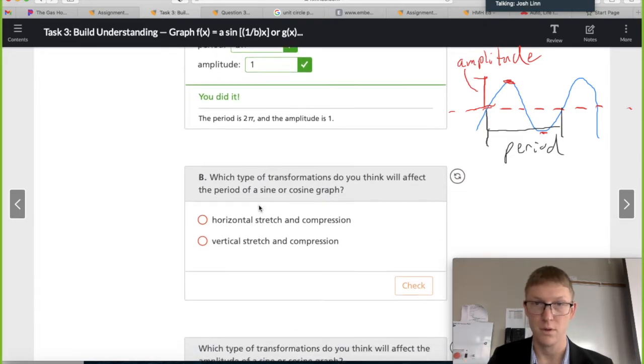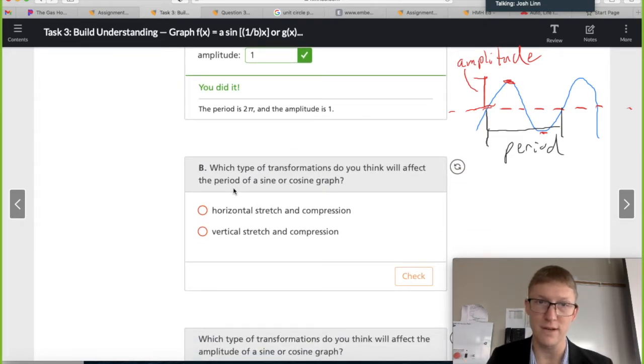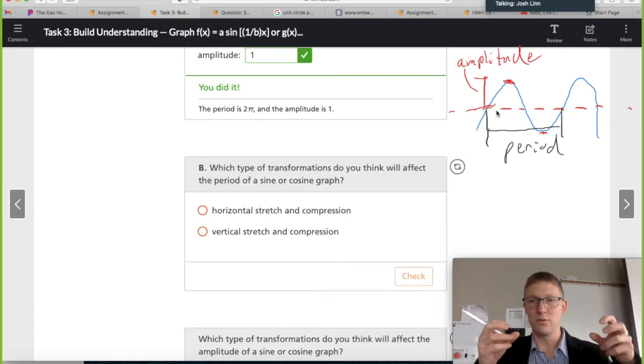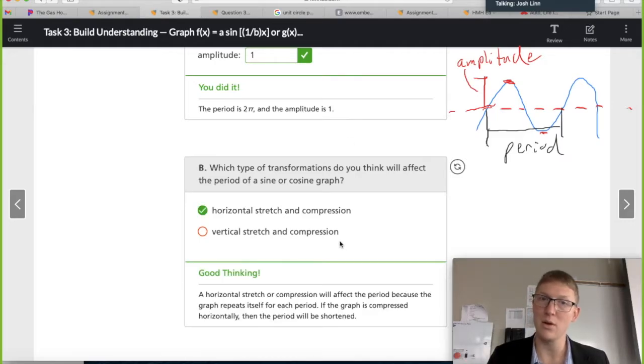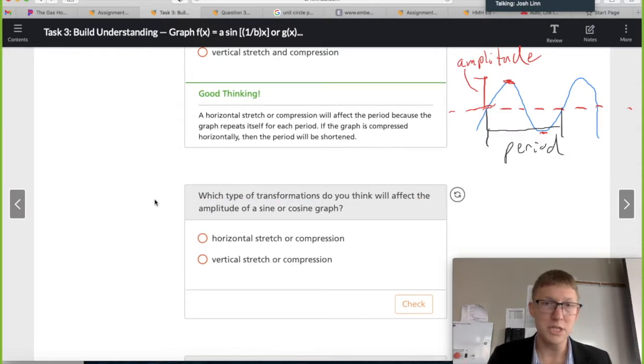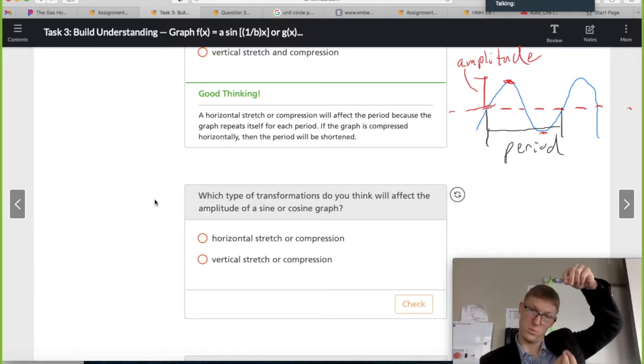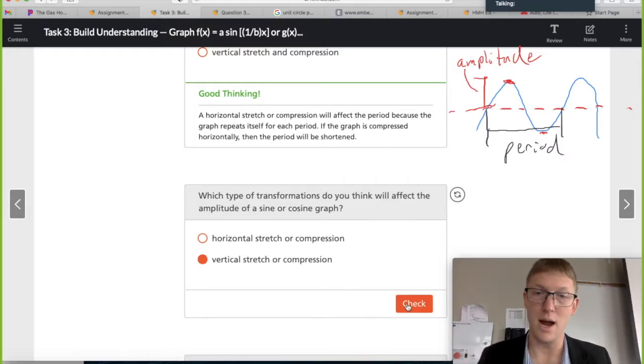Which type of transformation do you think will affect the period of a sine and cosine graph? So if you think about the period, if you had a slinky and you pulled that slinky out, you would be stretching the period. And you'd be stretching it horizontally. So that would probably be a horizontal stretch and compression. Which type of transformation do you think would affect the amplitude? Would that be a vertical stretch or compression? I agree.